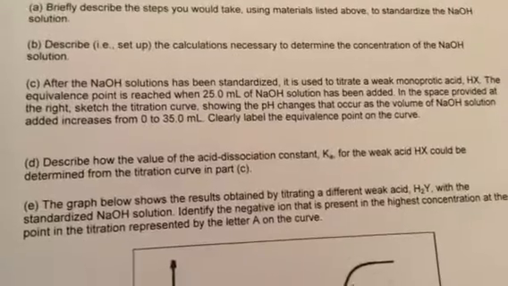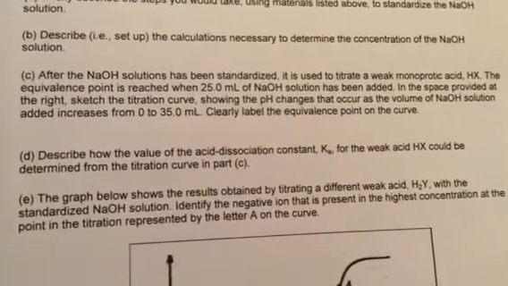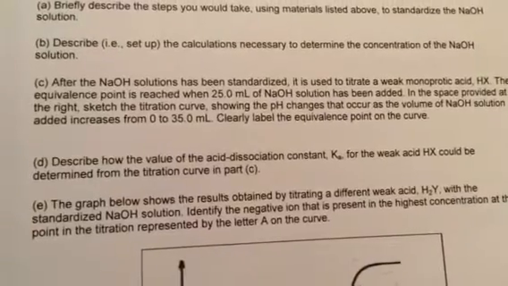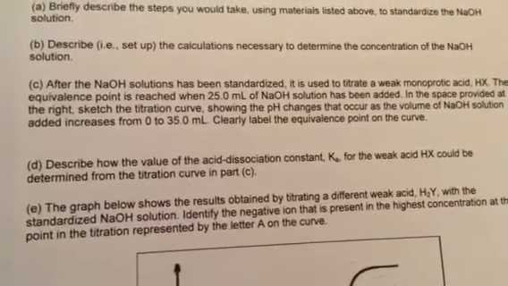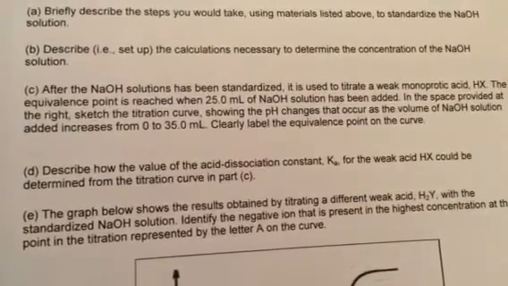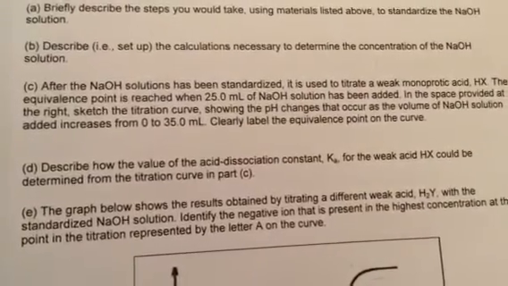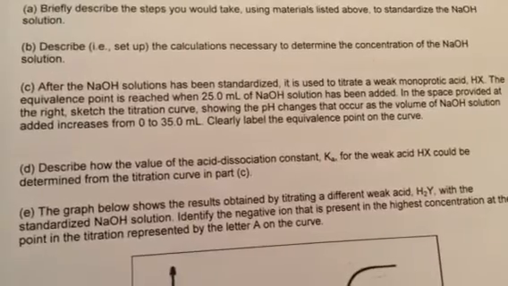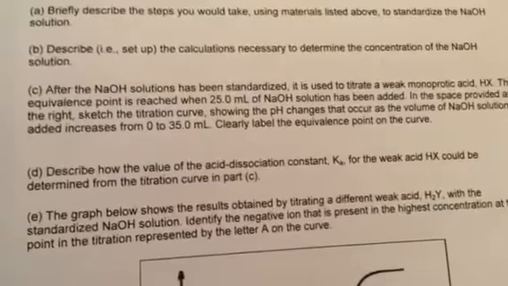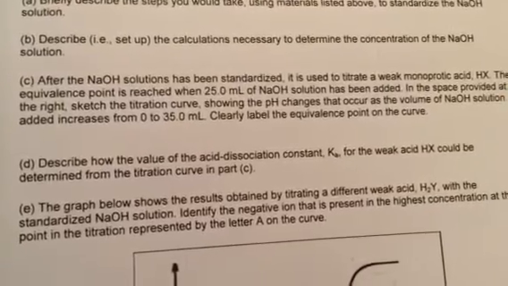Part C. After the NaOH solution has been standardized, it is used to titrate a weak monoprotic acid, HX. The equivalence point is reached when 25 milliliters of NaOH solution has been added. In the space provided at the right, sketch the titration curve showing the pH changes that occur as the volume of NaOH solution added increases from 0 to 35 milliliters. Clearly label the equivalence point on the curve.